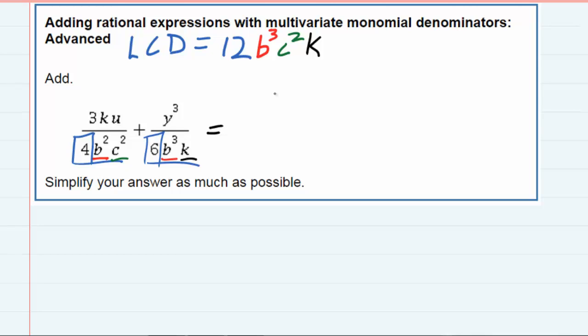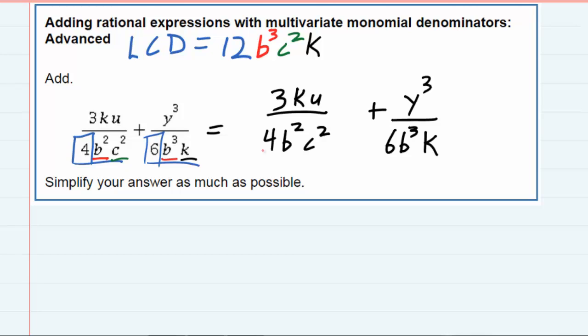So first, just to give myself a little more room. This first expression is supposed to be a 12 b to the third c squared and a k. I see it has a 4, so I need to multiply by a 3. That would make that into a 12, 3 times 4. But I also need b to the third. Well, I've already got one b, so I need another b to make that b to the third. And then I need a k as well. That part's missing in the denominator. But if I multiply the bottom by 3bk, I have to also multiply the top by 3bk.